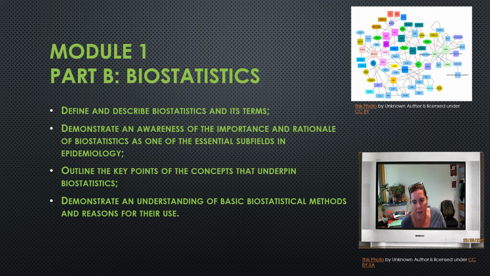And in this part of the presentation, what we're going to do is have a look at the biostatistics side of epidemiology. So going through the learning outcomes for this, we're looking at defining and describing biostatistics and its terms, demonstrating an awareness of the importance and rationale of biostatistics as one of the essential subfields in epidemiology, outlining the key points of the concepts that underpin biostatistics, and demonstrate an understanding of basic biostatistical methods and reasons for their use.